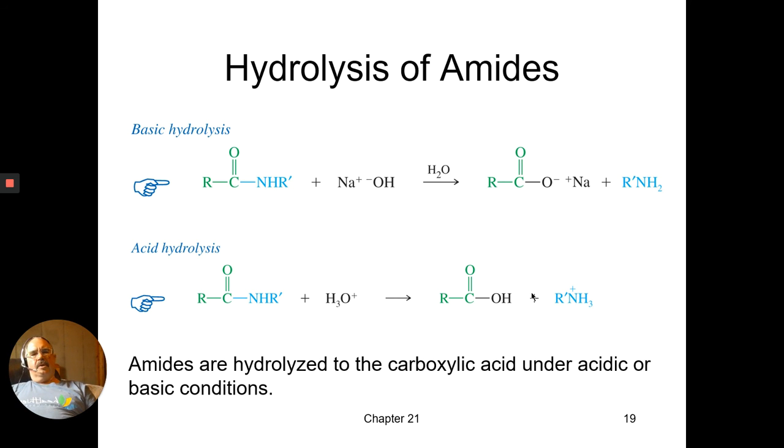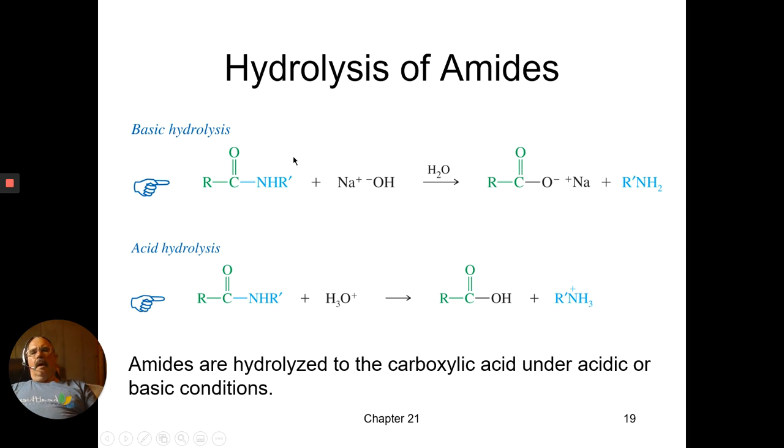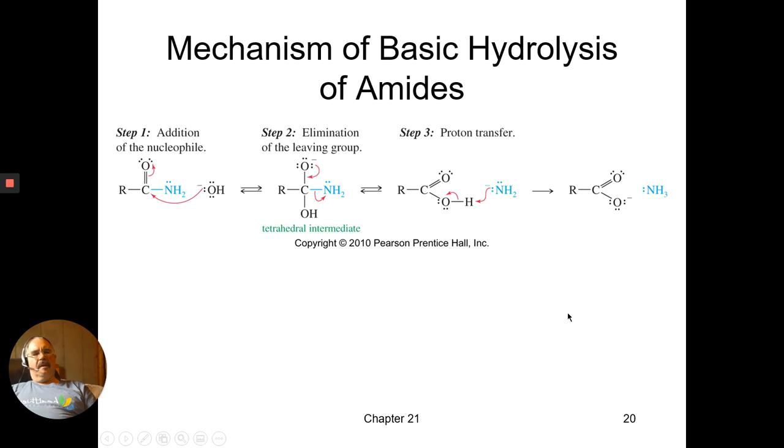Amides can be hydrolyzed under acidic or basic conditions. And again, the byproduct is either a carboxylate or carboxylic acid, depending on whether it's in base or acid. Okay, you may recall from our amines chapter that amines are basic. Okay, so under basic conditions, we'll get the amine. Under acidic conditions, the amine will pick up a proton, and so we'll get the amine salt.